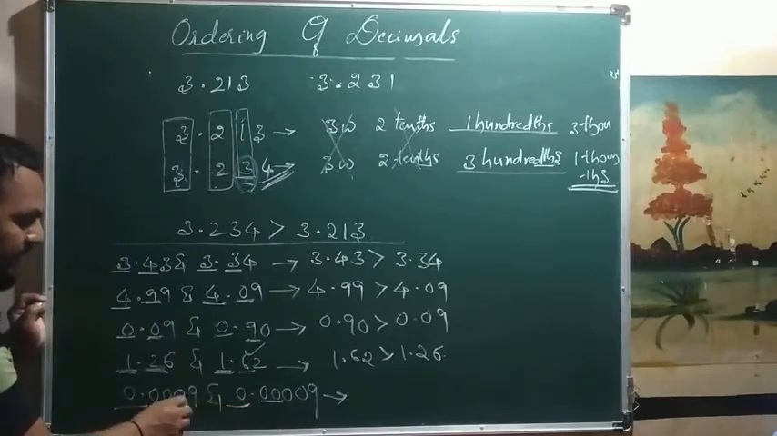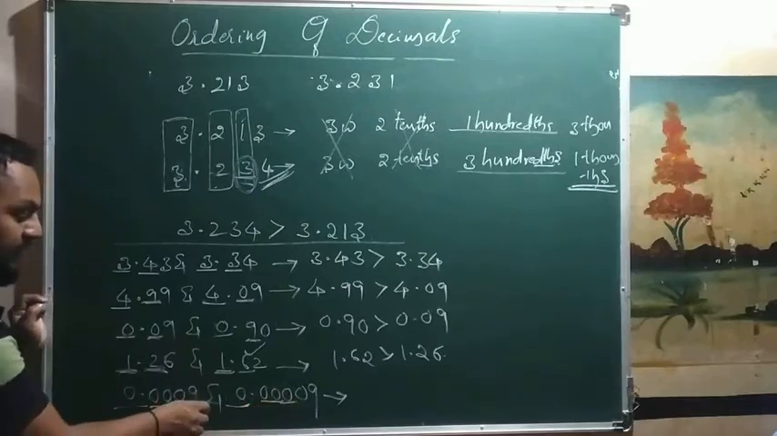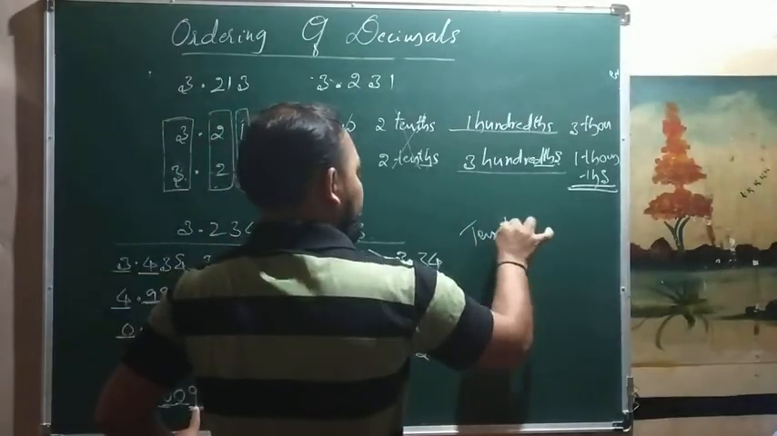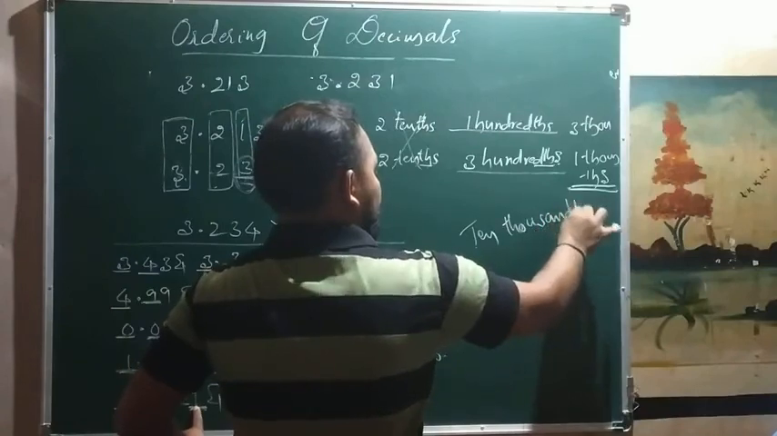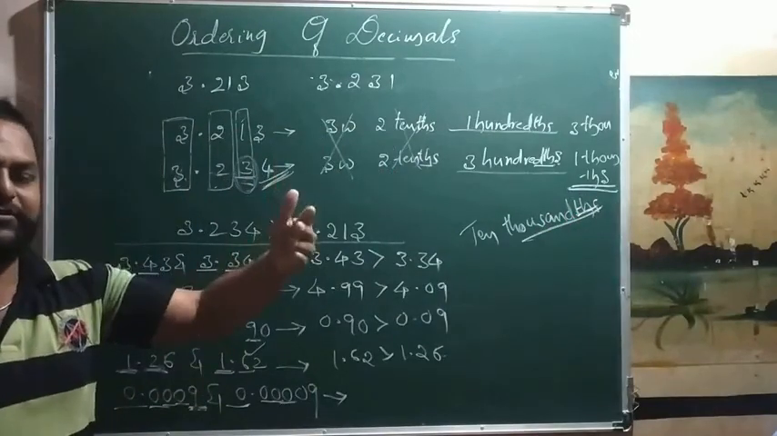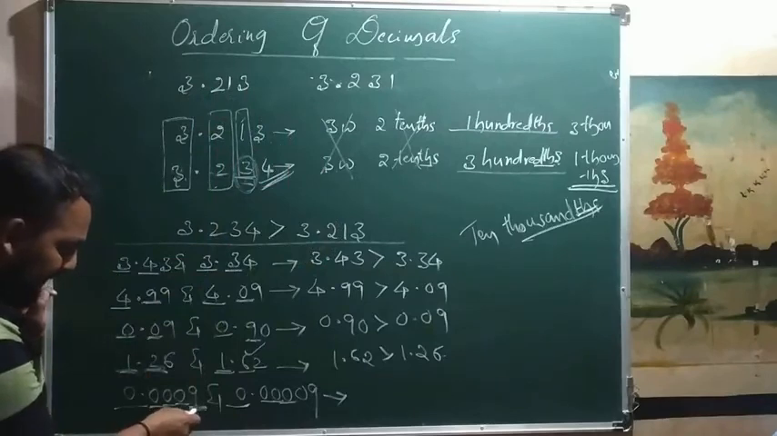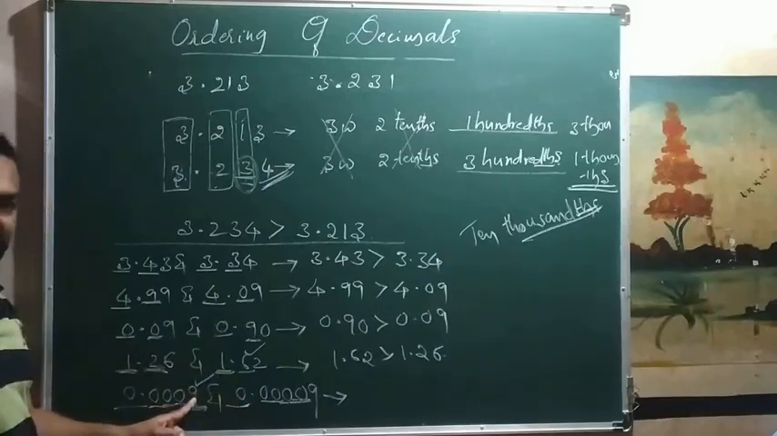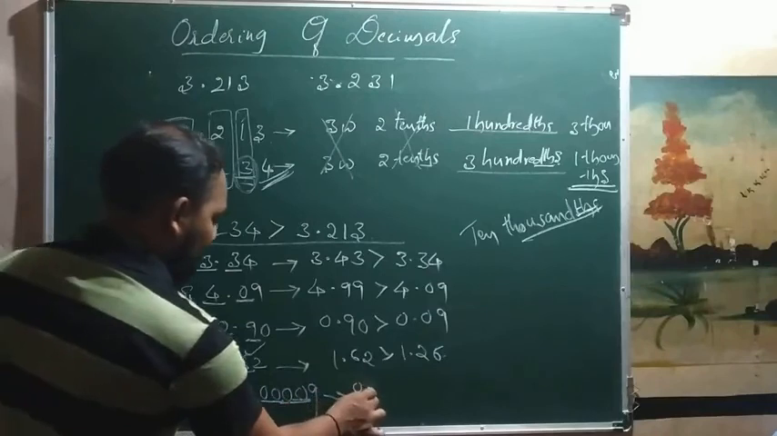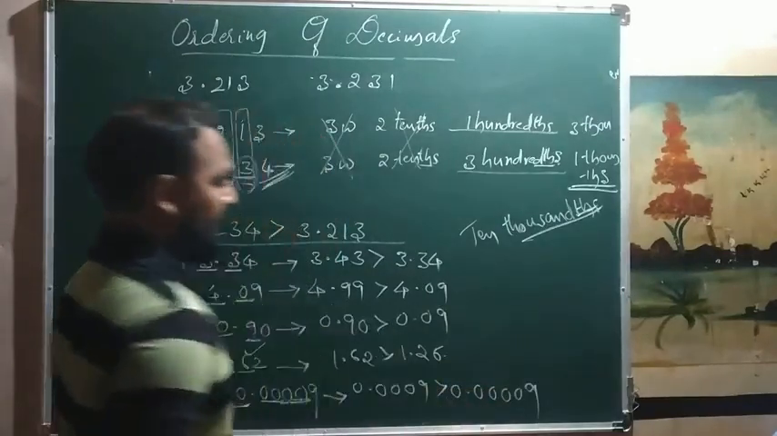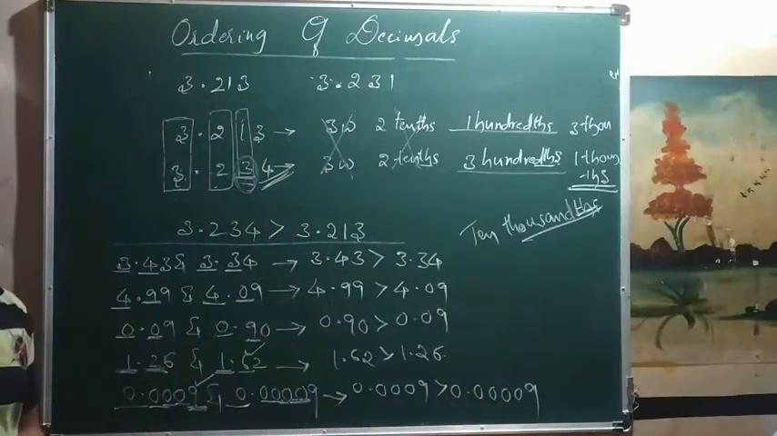The next comparison is between the next numbers. Here the whole number portion is 0, the tenth portion is 0, the hundredth portion is also the same, and the thousandth portion also the same. Here the 10,000th place: in one number it is 9, in the other it is 0. The 10,000th place with 9 is greater, so 0.0009 is greater than 0.00009. These are the examples of comparison between two decimal numbers.